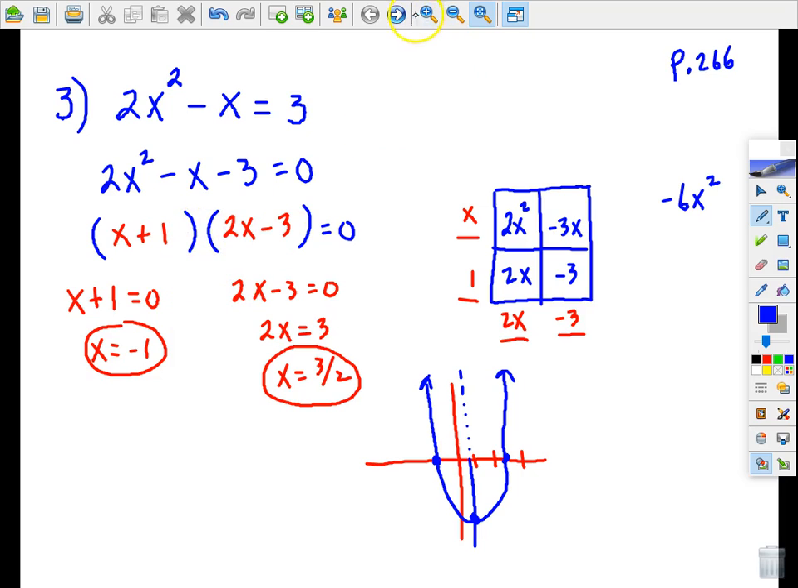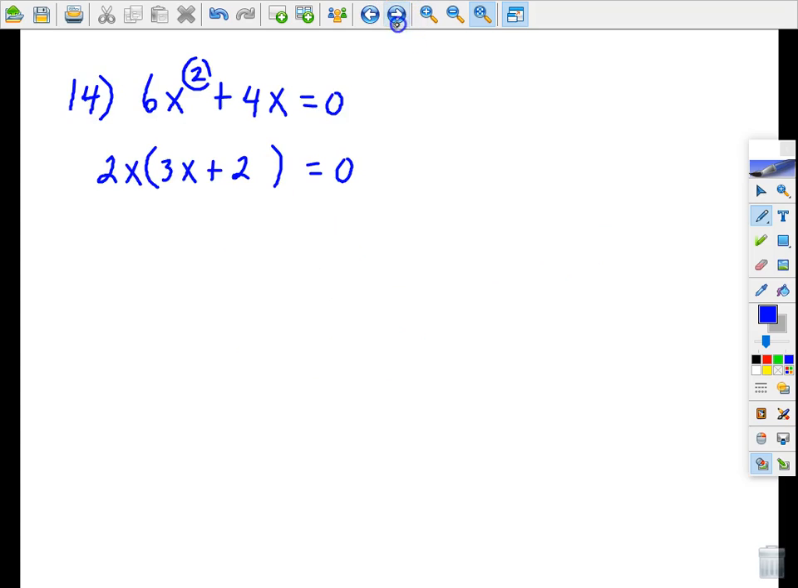Keep that in mind when you come to factoring like this. Here are my 2 factors. 2x is a factor. 3x plus 2 is a factor. Just like we did on the previous problem, I'm going to let each of those factors equal 0, and I'm going to solve for x.